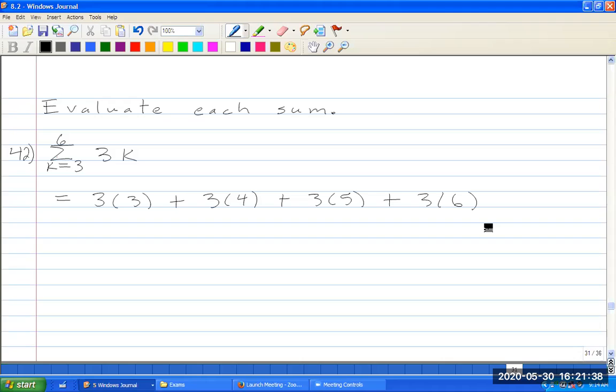And so this is equal to 9 plus 12 plus 15 plus 18. So that's 30, and 24 is 54. And so the sum of these 4 numbers is 54.